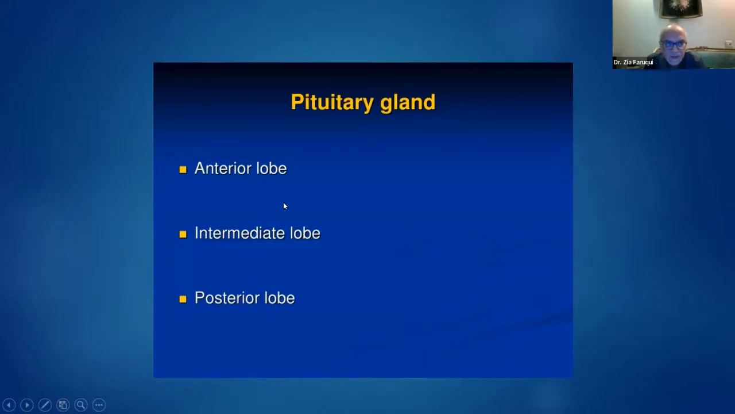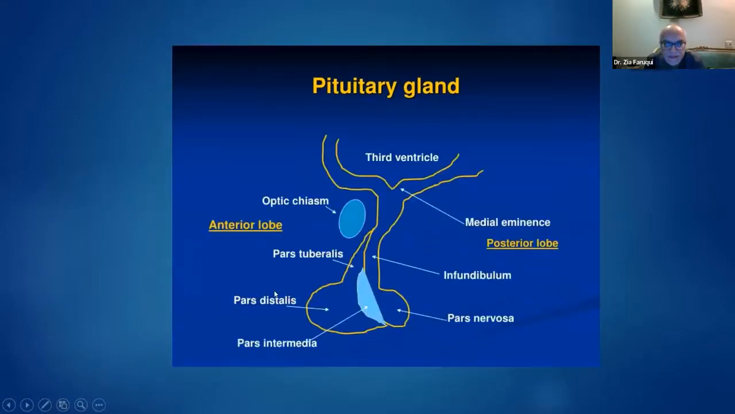The pituitary gland itself consists of an anterior lobe, an intermediate lobe, and a posterior lobe. Here's a diagrammatic representation. The third ventricle is above, anteriorly you have the pars distalis, then the pars tuberalis, and the pars intermedia, and then the posterior gland, which is the pars nervosa, which is connected through the infundibulum with the hypothalamus.